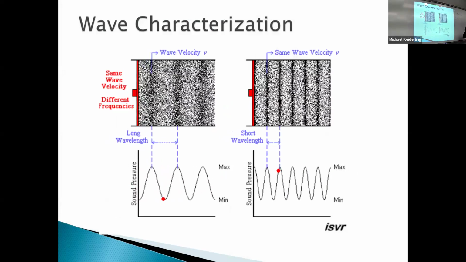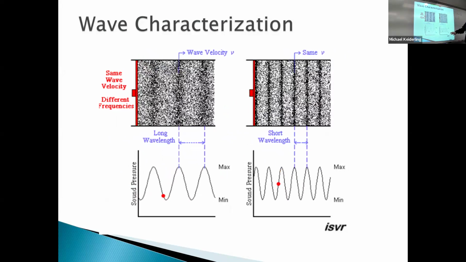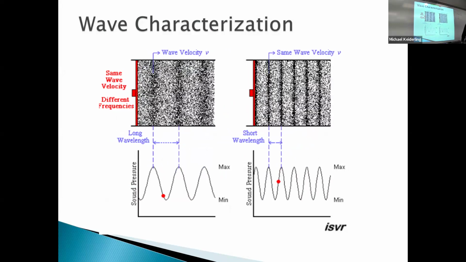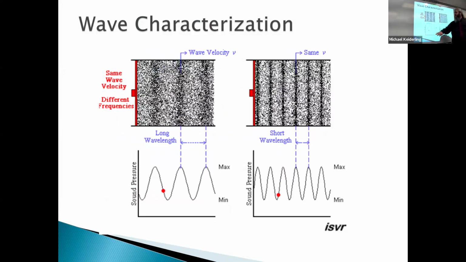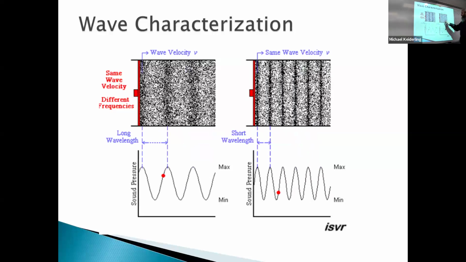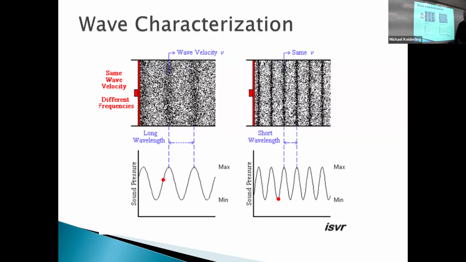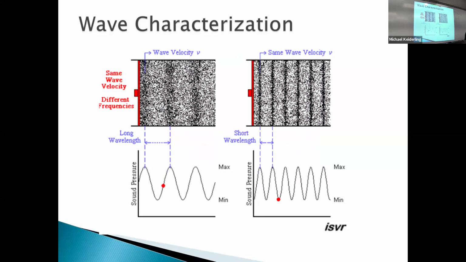So here we have a long wavelength. Both waves are traveling at the same velocity. This has a long wavelength and a lower frequency. This has a short wavelength and a higher frequency. You can see this is moving back and forth faster.